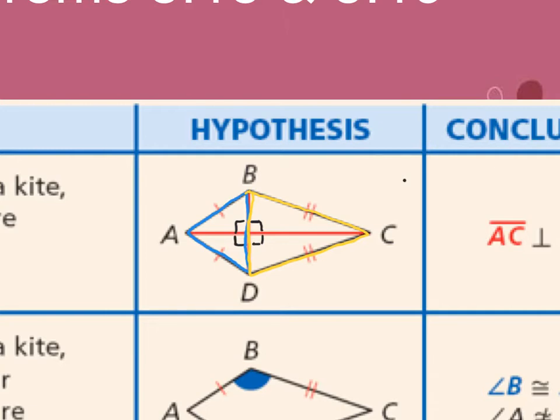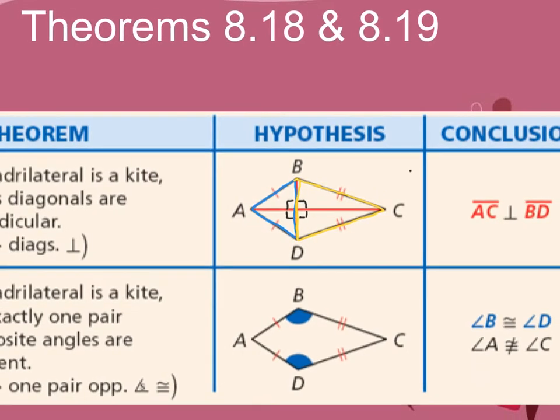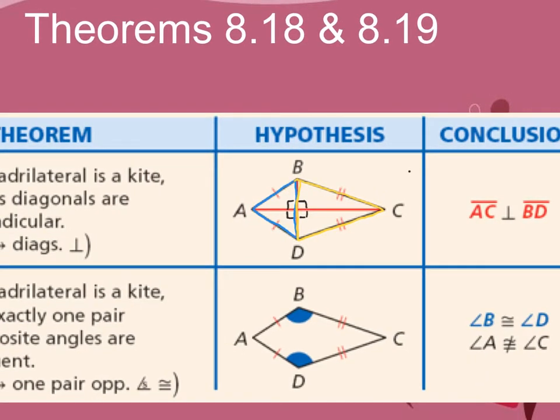Some useful information. As soon as you say kite, I know that those diagonals are going to be right angles. Now, did it say that they bisected each other? No, that's not something that we've got here. We don't have them bisecting each other. We also don't have the diagonals equal to each other like was true in the isosceles trapezoid.